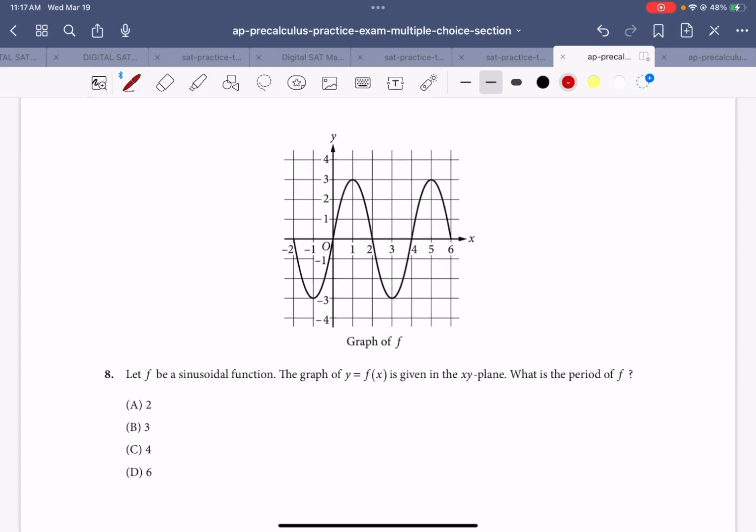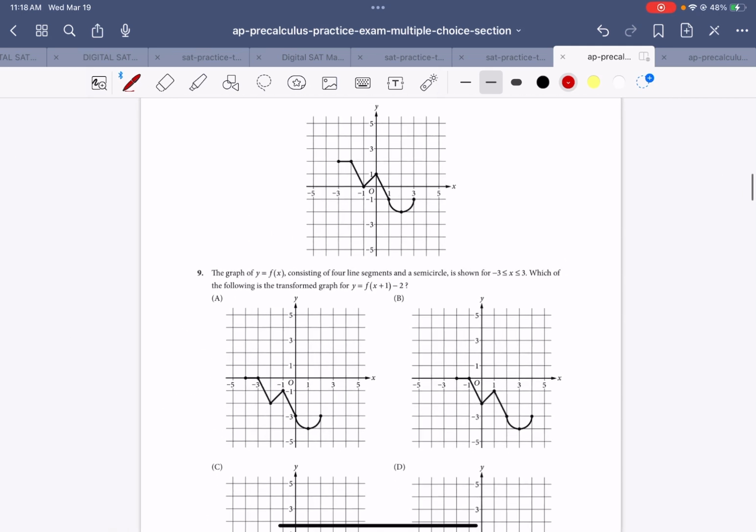Let f be a sinusoidal function, which could be sine or cosine like that, and y equals f of x is given in the xy plane. What is the period of f? Period means one full cycle. As we see, one full cycle, like this is one period, and it ends here at 4. You can also look from here to there, that's 1 to 5, which is also 4. So clearly 4 is the answer for one period. From here to there, that's one cycle. Then the answer should be C.